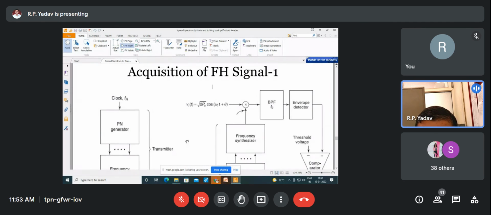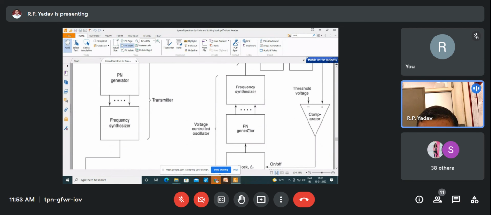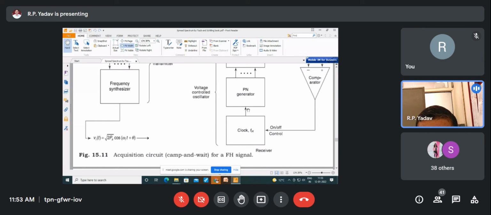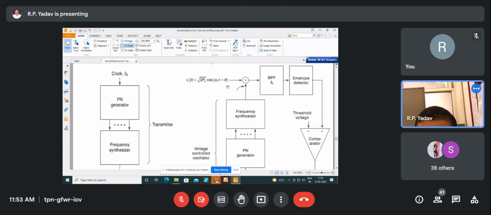So how do you capture it? Now suppose this is the signal that you are receiving. The signal is getting multiplied by, you can say, the output of the voltage control oscillator. Again, you are trying to acquire that same signal along with, you can say, phase and frequency.